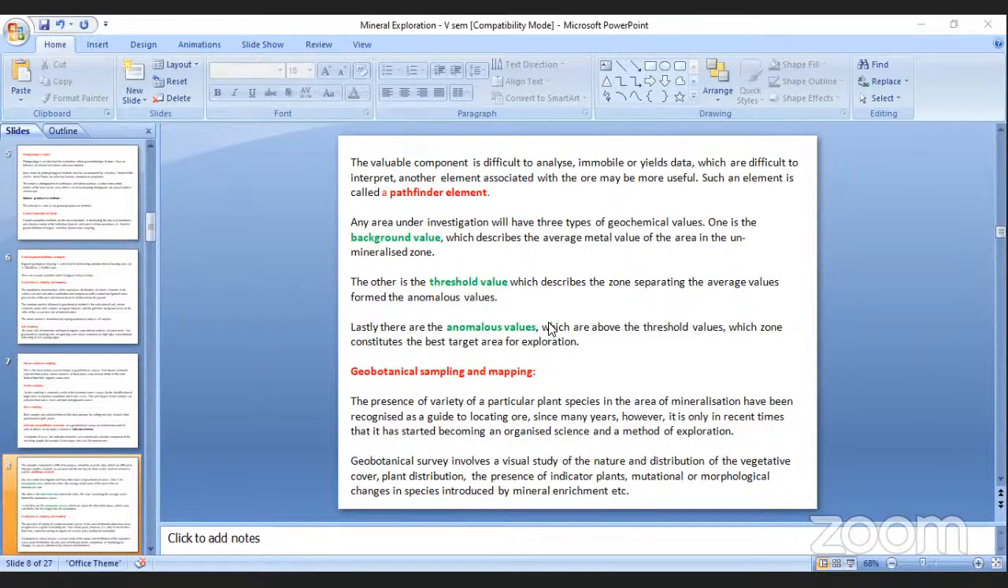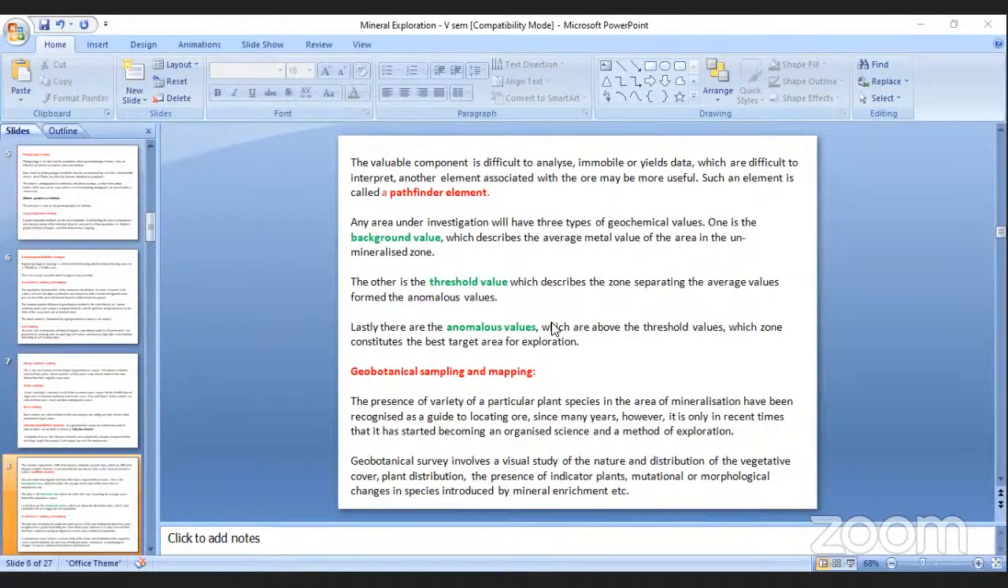Yeah. And next, geobotanical sampling. In geobotanical sampling, the main thing is geobotany. What does geobotany mean? Botany. In botany, what do we have to study? We know that in botany we have to study plants only.